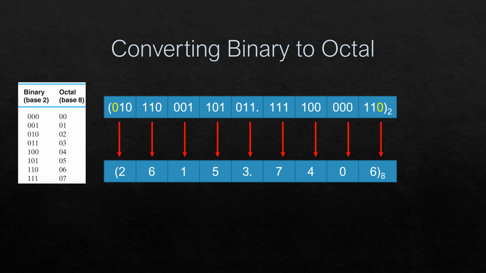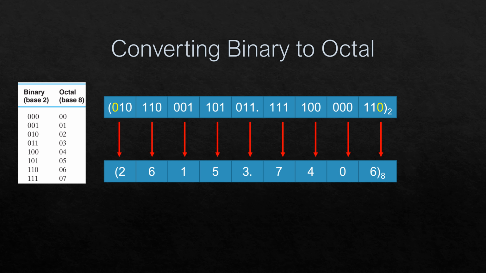The binary number is partitioned into groups of 3 bits each, starting from the binary point or radix point, and moving to the right and to the left. We add leading or trailing zeros as needed. Then assign the corresponding octal digit to each binary group. In this example, we added 1 leading 0 and 1 trailing 0 to our binary number. So 010 binary is a 2 octal.